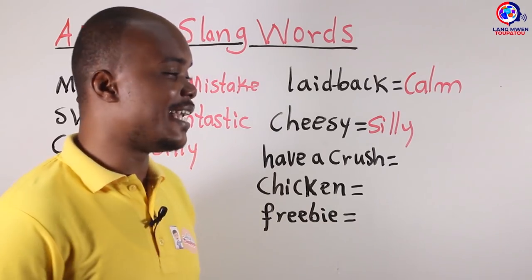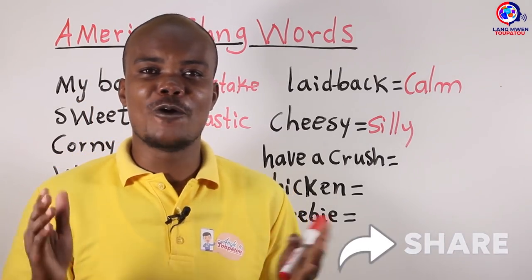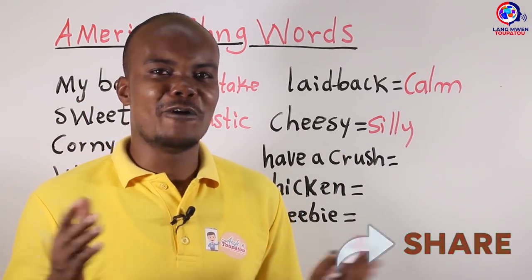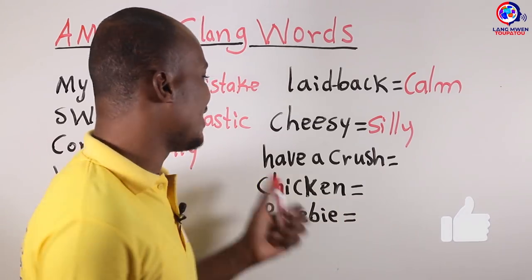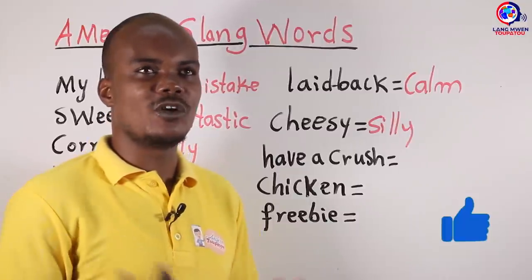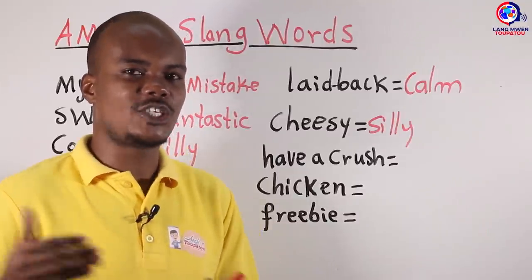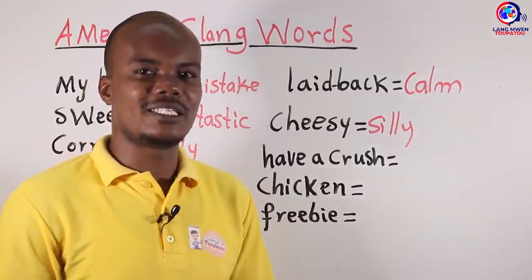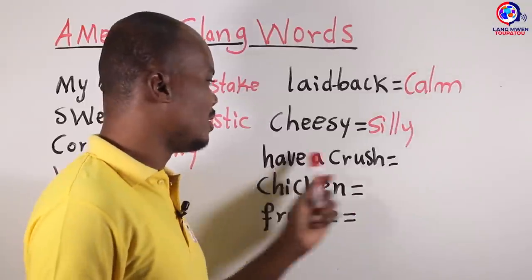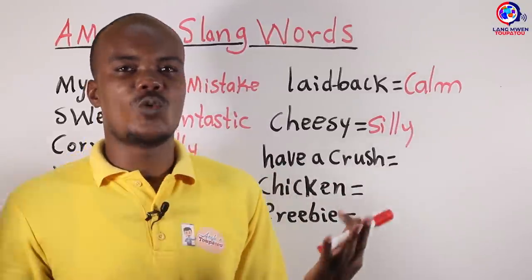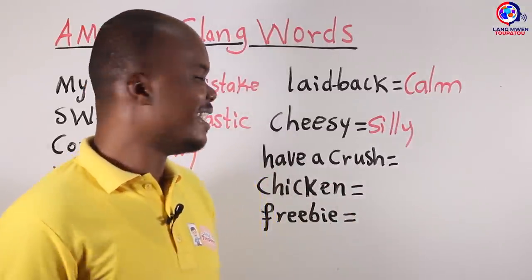For example, I can say, I have a big crush on her. I hope she asks me out. I hope she asks me out. This is what have a crush means. To have a crush is to be attracted to someone romantically. Have a crush, okay? For example, she has a crush on him. She has a crush on him, okay?